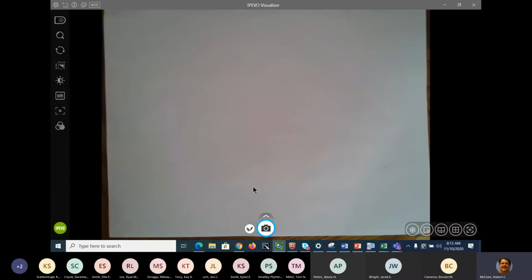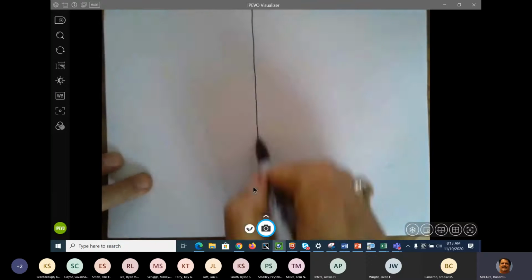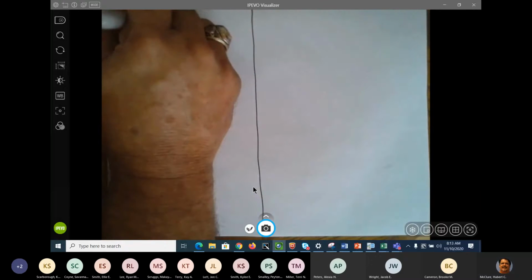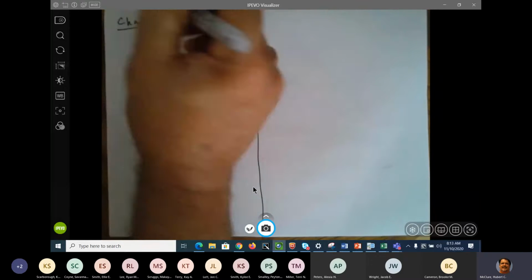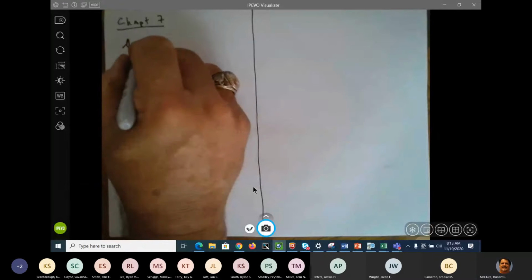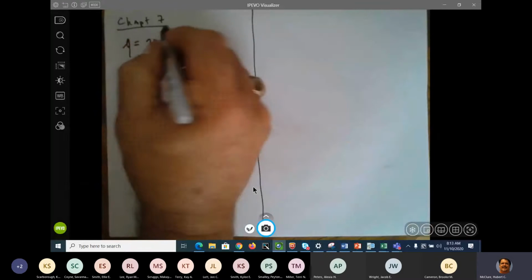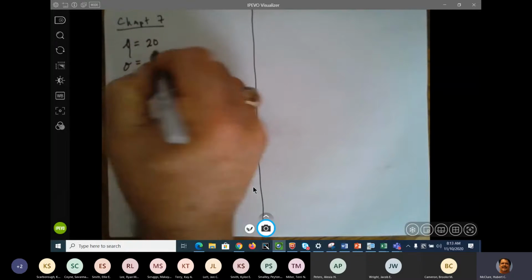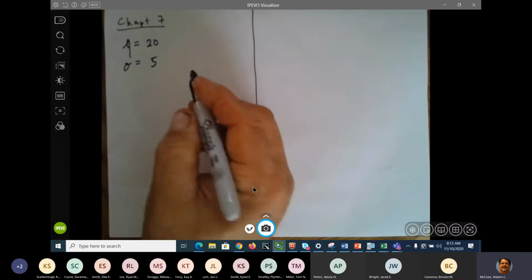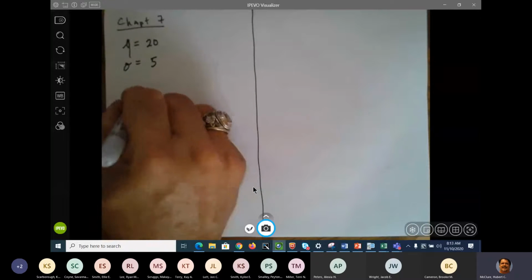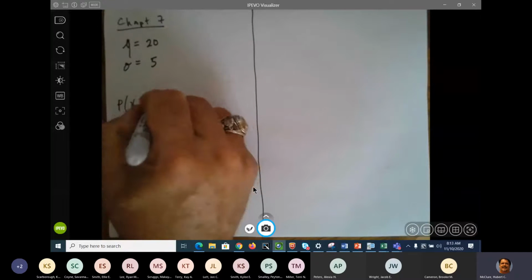Chapter 7 would give us a question and say mu is equal to 20 and the standard deviation is equal to 5. And please find the probability of X being greater than 36.